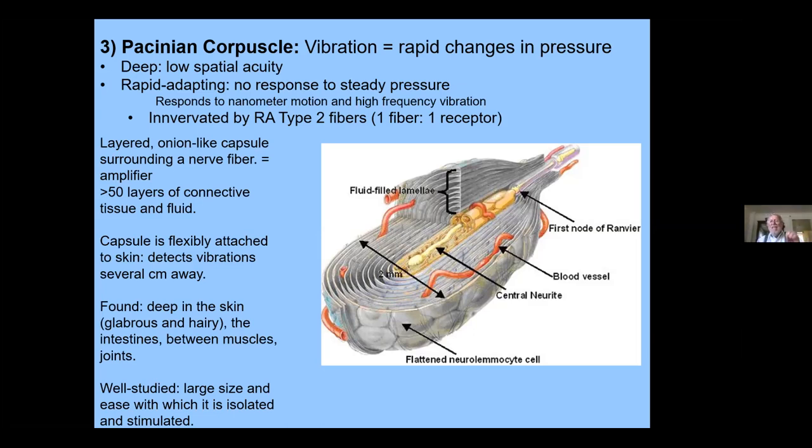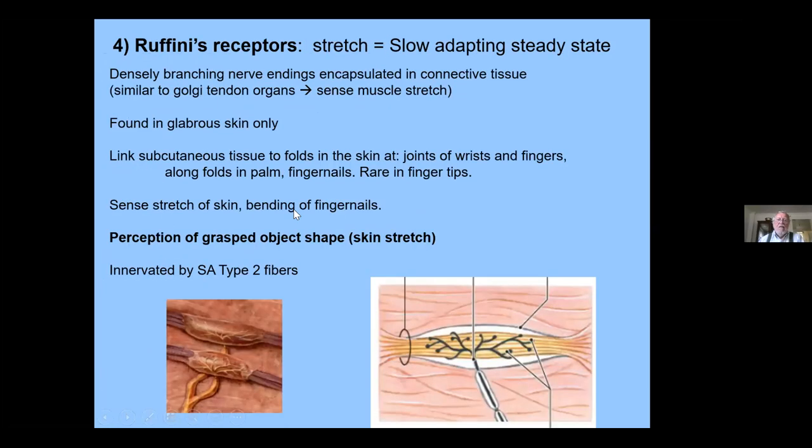So the intestines, you know, all of a sudden you get these interoceptive stimuli that basically feel a vibration, a change in peristaltic things, because all of a sudden the food is moving much quicker through the GI tract, and you might have to visit the bathroom pretty quickly. So you can see that not only for vibration out in the periphery, but you can start to detect interoceptive stimuli as well. Then the Ruffini receptors have to do with stretch. So all of a sudden, you're now starting to stretch your skin, and it links subcutaneous tissue to folds in the skin, like at the joints of wrists and fingers, in the palm, fingernails, and whatever.